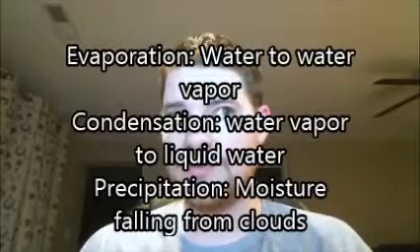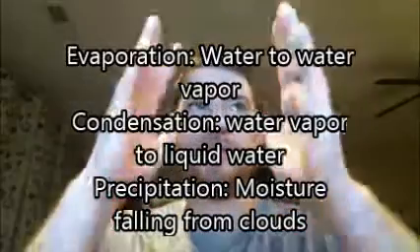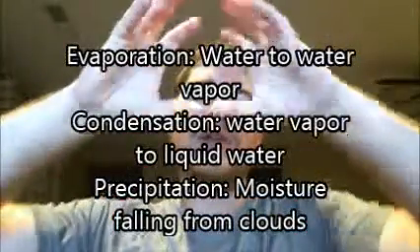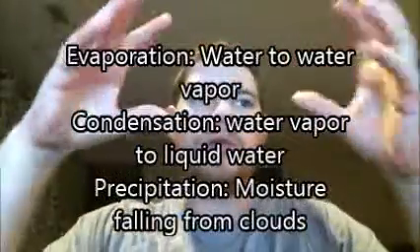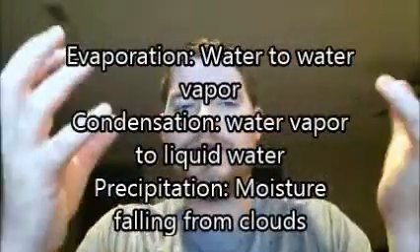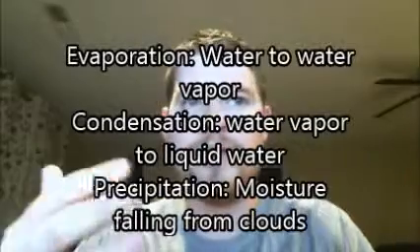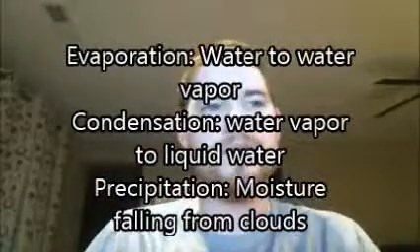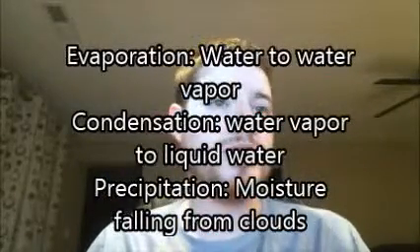Usually we get clouds to form at that point too. So as the evaporated water vapor goes up, it starts to form the clouds. Those clouds are going to be condensation. It turns the water vapor back into liquid water. Precipitation is where the moisture falls from the clouds, so we get rain, sleet, hail, snow. It's where we get the moisture to fall.